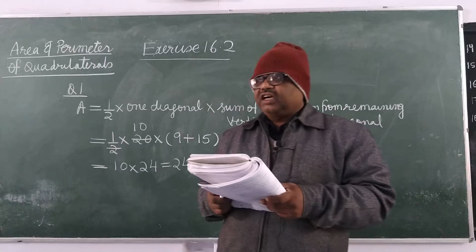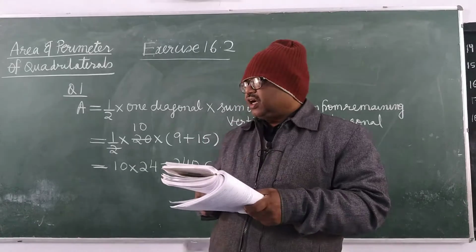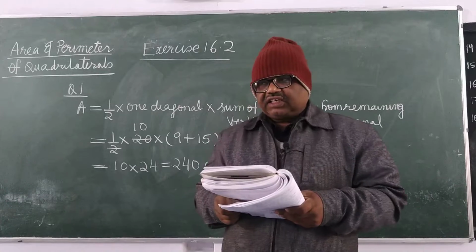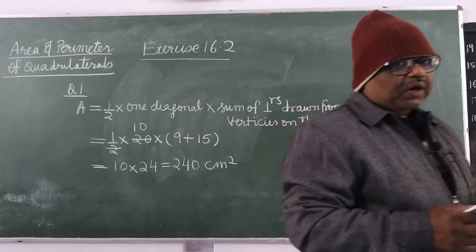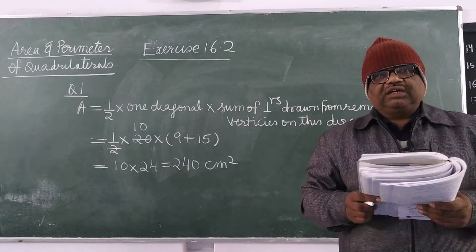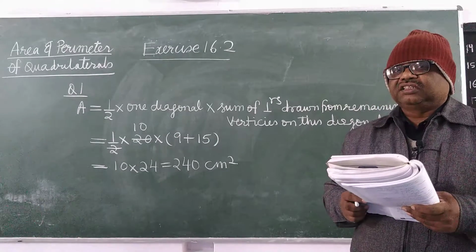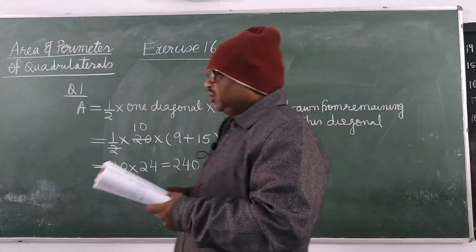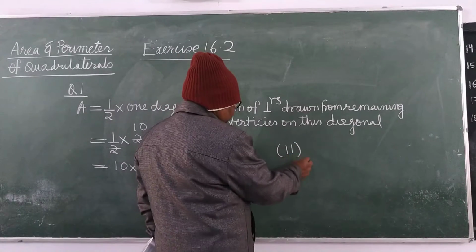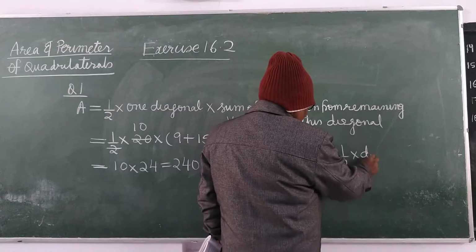Now you can see the second part of this question. In the second part it is given that a quadrilateral whose diagonals are 18 and 12 and they are intersecting each other at right angle. So what is the formula of area of quadrilateral whose diagonals are intersecting perpendicularly? So it is 1 upon 2 into product of diagonals. In that case, formula becomes 1 upon 2 product of diagonals. So what is the second part? You can see here, area equals to 1 upon 2 d1 into d2.